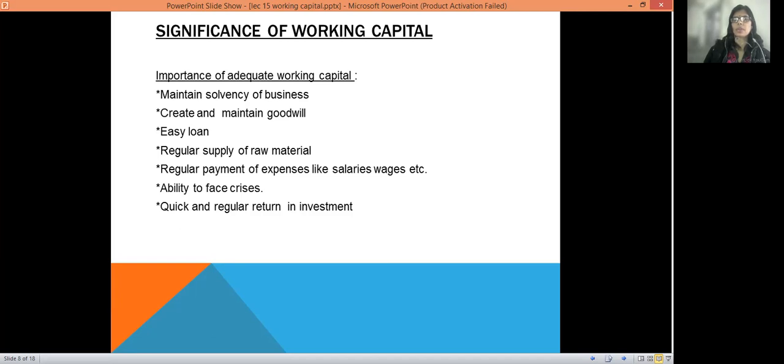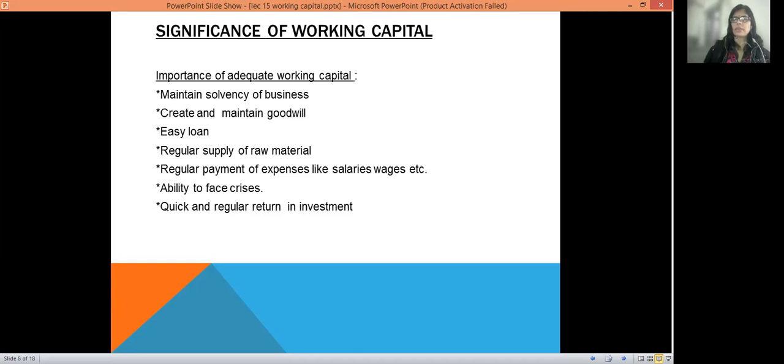Next one is quick and regular return on investment. Actually, when we are putting 100% effort for maintaining each and everything, for creating goodwill in the market, for maintaining the solvency, for making the supply of goods in the market on a regular basis, that means we are trying to satisfy the customers.